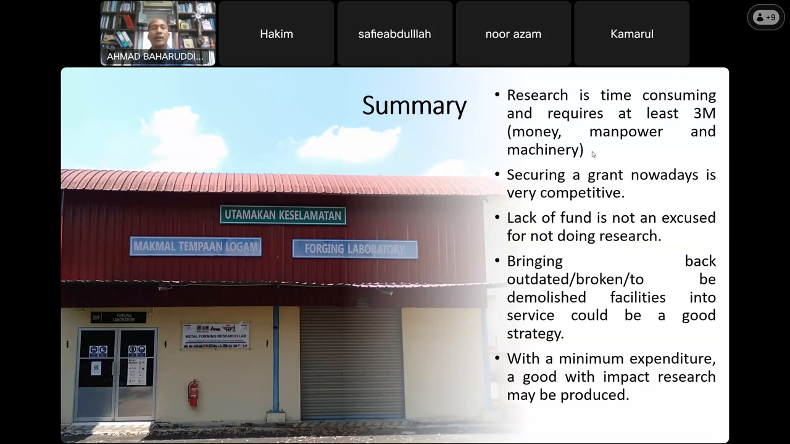Alhamdulillah, at the moment it looks okay, even though the lab is very cramped with so many abandoned or recycled machines. But hopefully it will benefit others in the future. Yes, securing a grant is very competitive, but lack of funds is not an excuse for doing research. We may move quite slowly, but we will not stop. Bringing back outdated, broken machines to be the priority could be a good strategy, but it needs to be well planned so that you will not waste your little money.